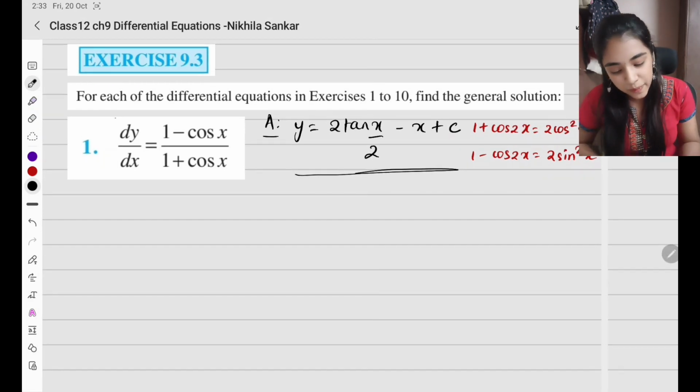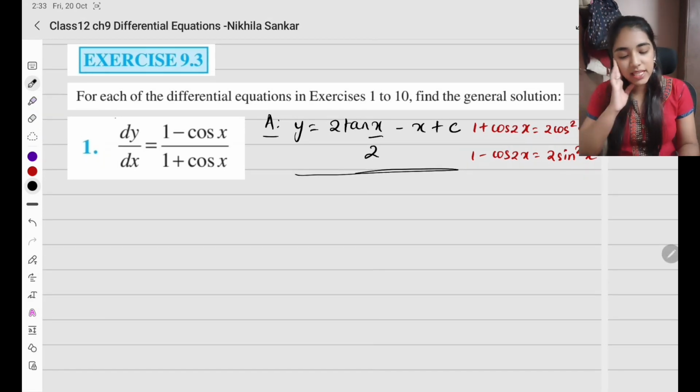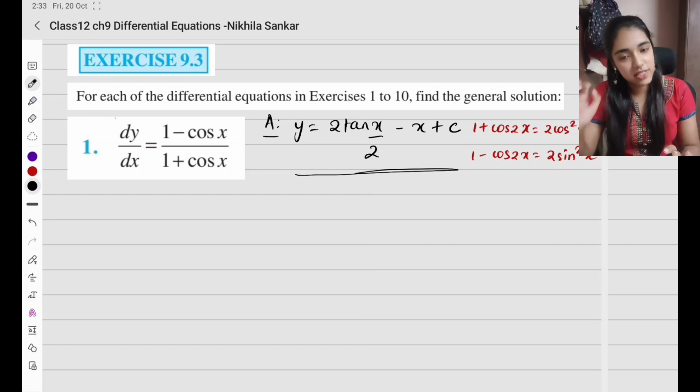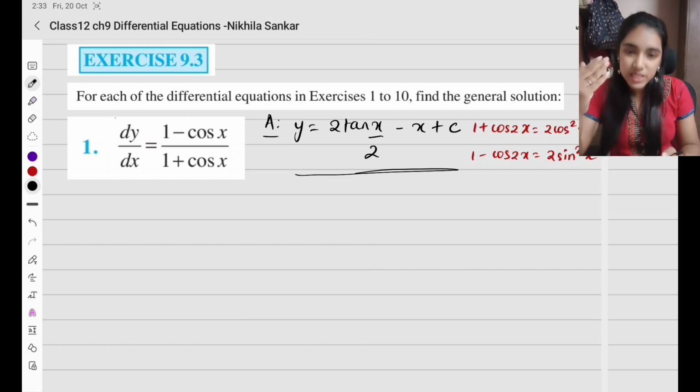கடைசியில cross check பண்ணிக்கலாம். So now I am given dy by dx equals 1 minus cos x divided by 1 plus cos x. First step என்ன? X தனியா, Y தனியா. இந்த இடத்துல already X தனியா தான் இருக்கு. But 1 minus cos x யும் 1 plus cos x யும் integrate பண்றது கொஞ்சம் கஷ்டம். So how do you simplify it to a simplified form?